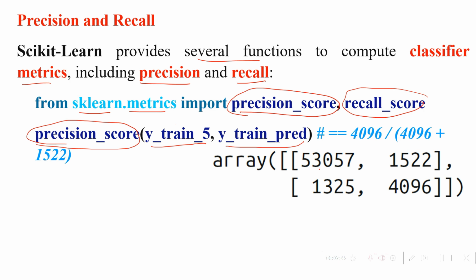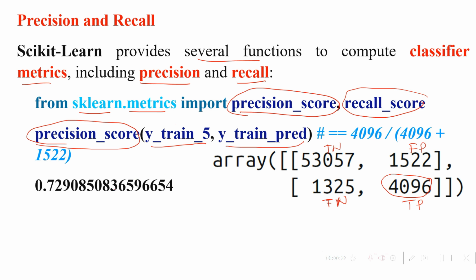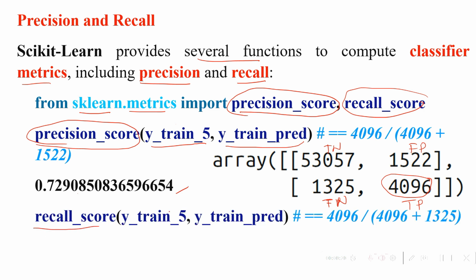Now here, these are the true negatives, and this is called false positives, and this is called true positives. Sorry, this is called false negatives, and this is called true positives. From this, the precision is the number of true positives, 4096, divided by true positives plus false positives, that is 1522 in total. That gives the precision score, 0.7290.